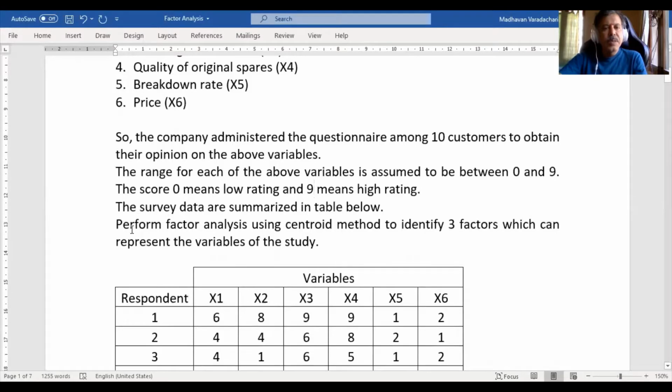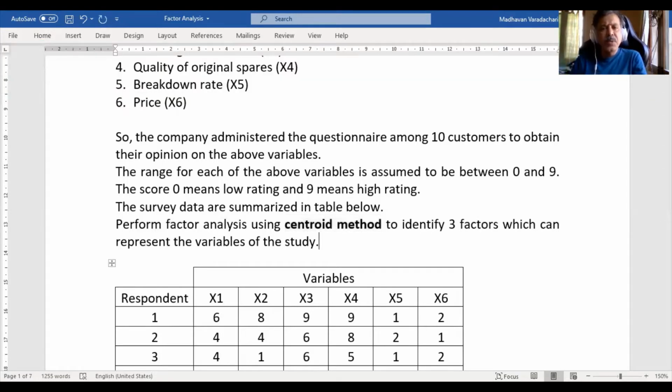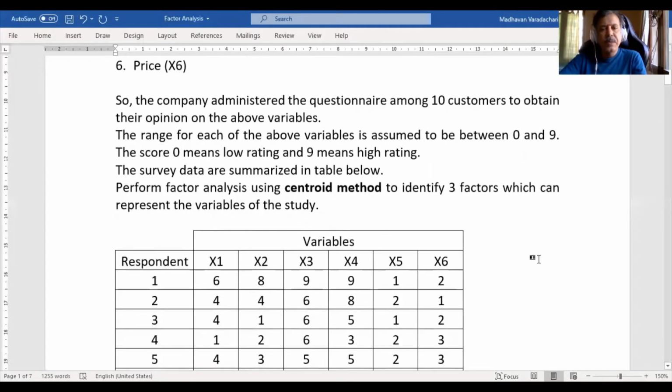What we are supposed to do is perform a factor analysis using the Centroid method. Whatever method we are going to use now is called the Centroid method. Using that method, we are supposed to identify 3 factors which can represent all the variables of the study. So we have to bring it down from 6 variables to 3 factors. So how do we do it?